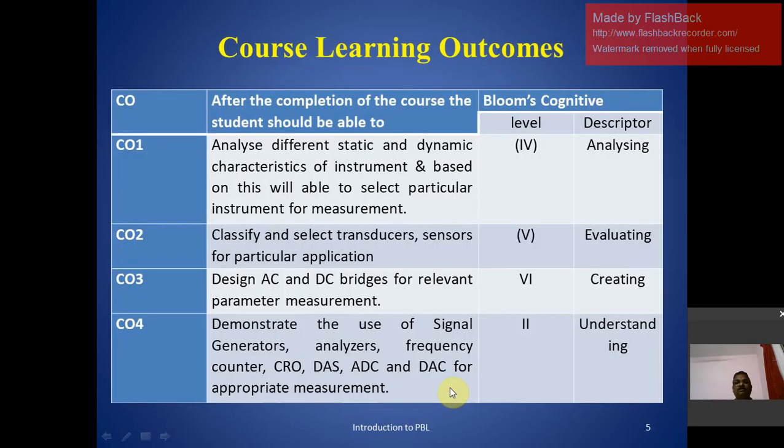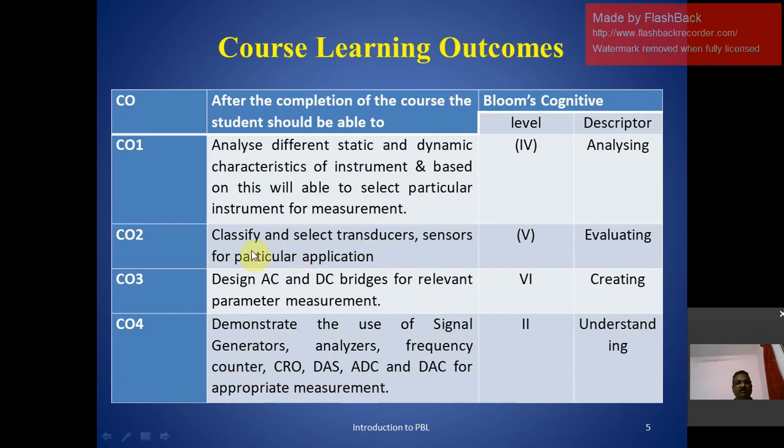These are the objectives, and the course learning outcomes are: the first one, after the completion of the course, the student should be able to analyze different static and dynamic characteristics of instruments, and based on this will be able to select a particular instrument for the measurement. So this is the first course outcome, and as we have used the word analyze, this comes under the analyzing category, and the Bloom's level is 4.